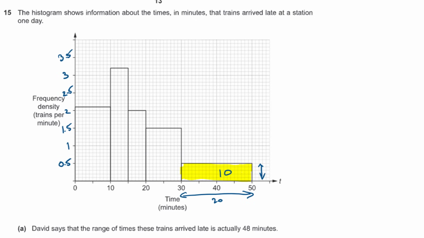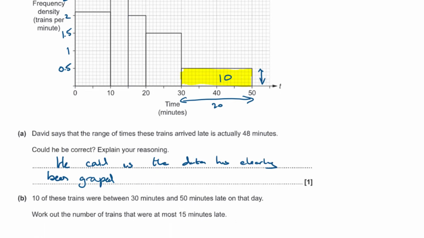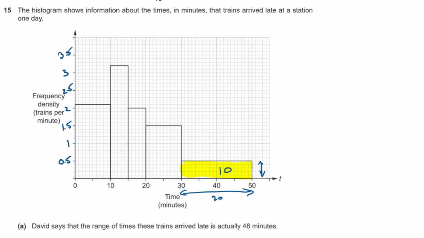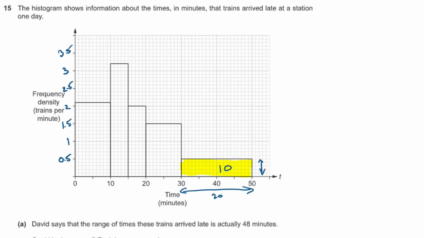Now I know the scale, and I can answer the other part of the question, which was work out the number of trains that were at most 15 minutes late. So at most 15 minutes late, we're talking about this bar and this one together. We need to know the frequency of these two. The first bar has got to be a height of 2.1, isn't it? 2.1 times 10 along the bottom, so that equals 21 trains in there.